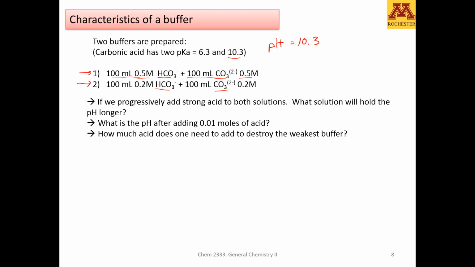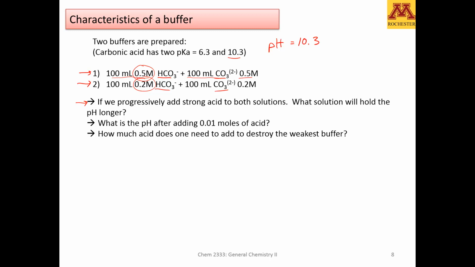Now, however, the first solution has a concentration of 0.5 molar of each. The second solution has a concentration of 0.2 molar of each. So what kind of differences will this lead to? Let's start to solve the first question. If we progressively add strong acid to both solutions, which solution will hold the pH for longer?